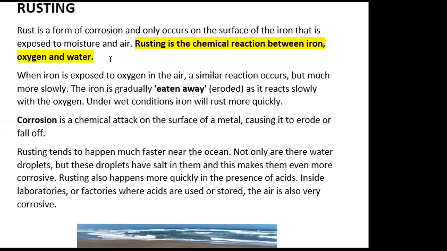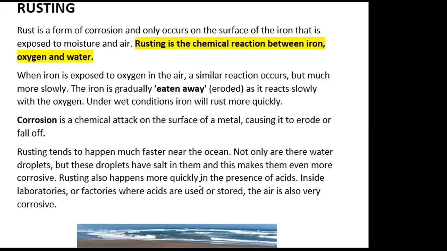Corrosion is a chemical attack on the surface of a metal, causing it to erode or fall off. I don't know if you guys have ever seen a video where they pour acid and a hole is created in a substance. Rusting tends to happen much faster near the ocean.